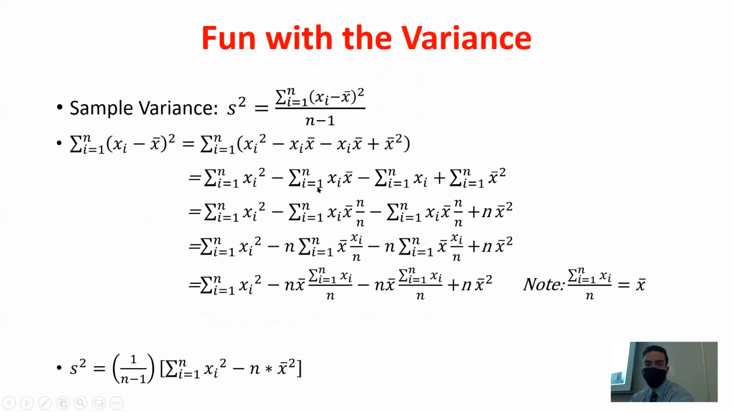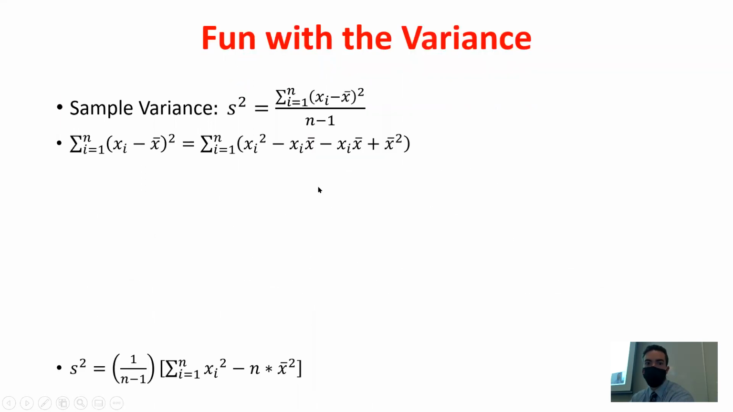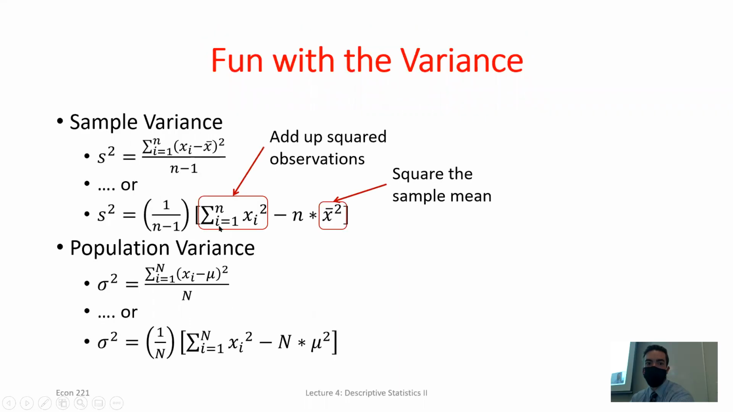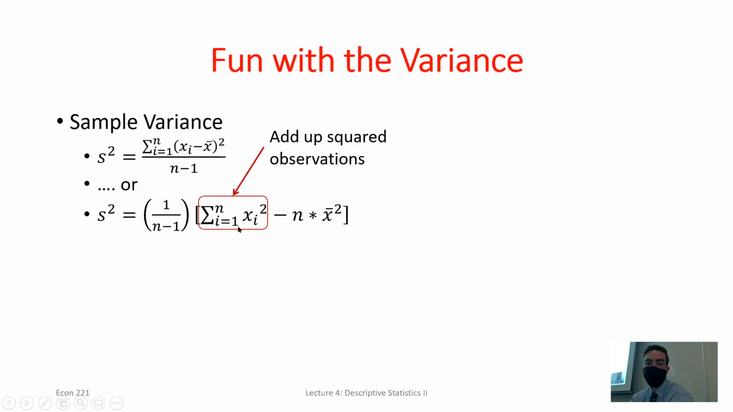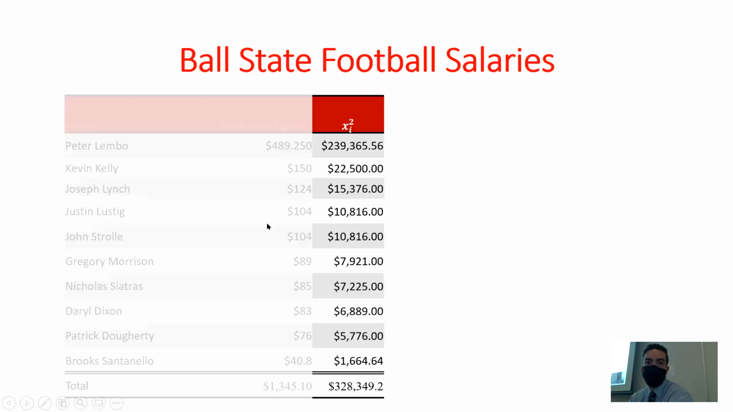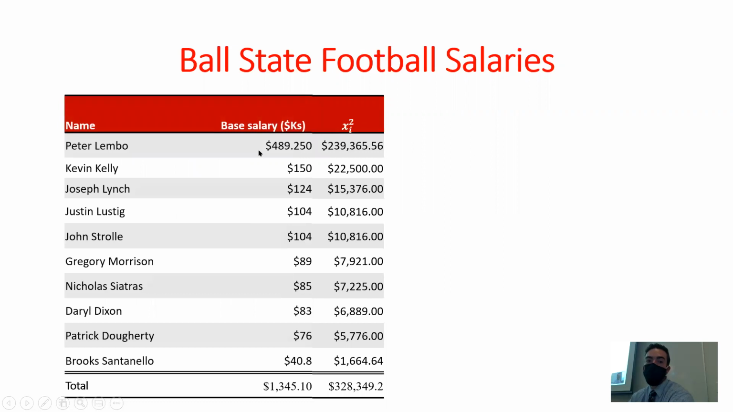I'll come back. This guy right here. Yep. So what is that going to look like with our data? Well, I'd go through each salary, 489 squared, write that number down, 150 squared, write that number down. Do that for every single observation, and then add all those numbers up. That would be the sum of the x's squared, or the sum of every observation squared.